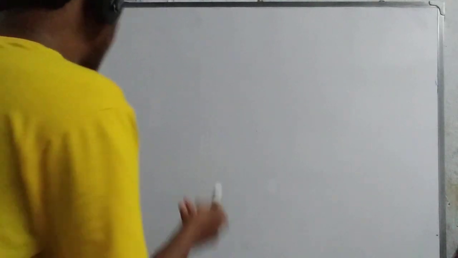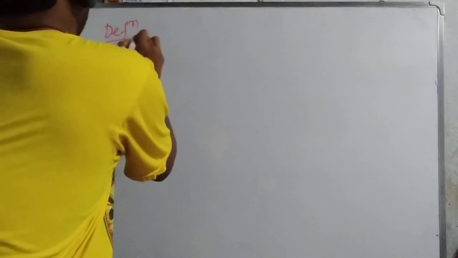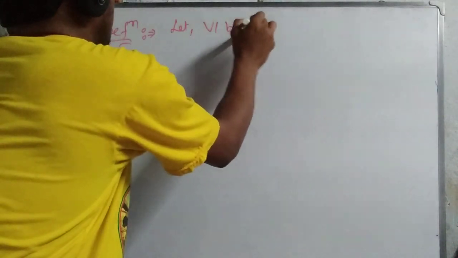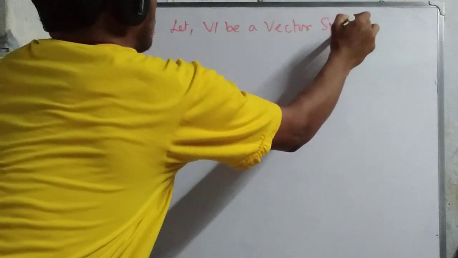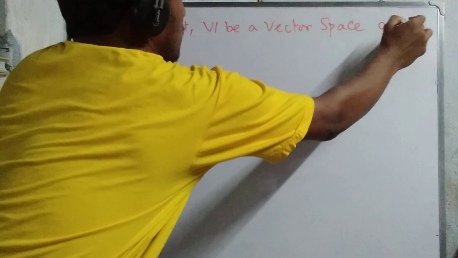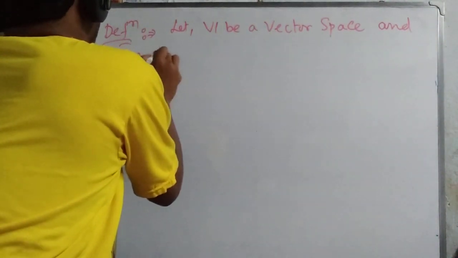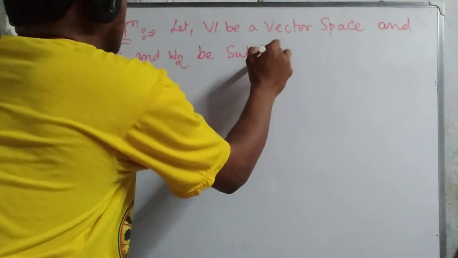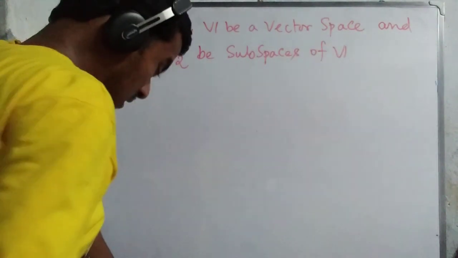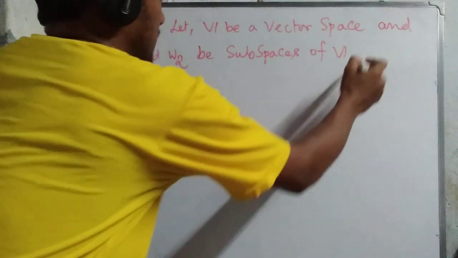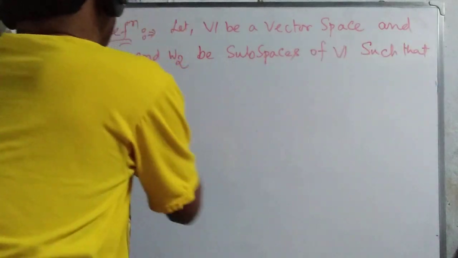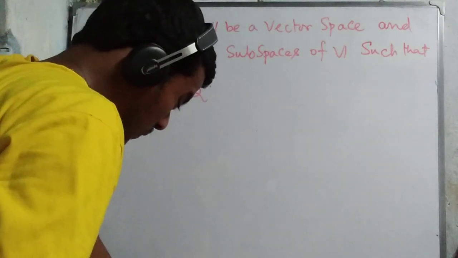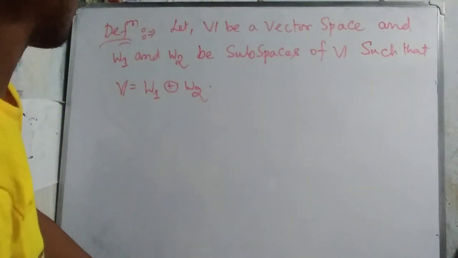We write it here, definition. Let V be a vector space, and W1 and W2 be subspaces of V such that V equals W1 direct sum W2. Then what happened? We also talk about that.